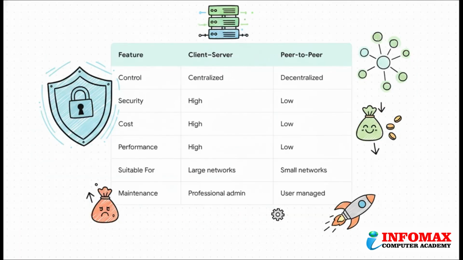This chart really lays it all out. Look, for control and security, client-server wins hands down. But when you look at cost, peer-to-peer is the clear winner. Performance is usually much better with a server, but P2P is way easier to manage if you've just got a small group. It's a classic trade-off, really.